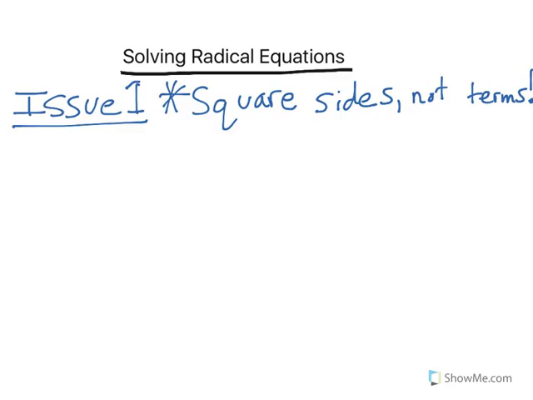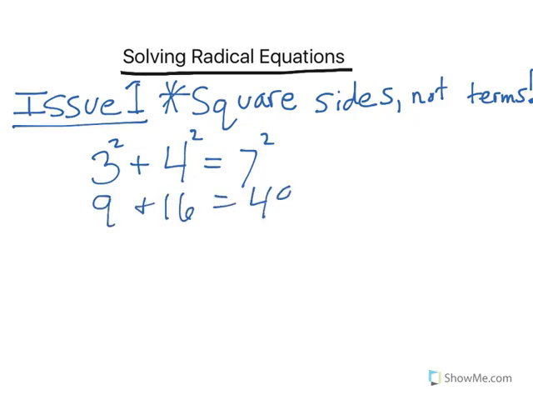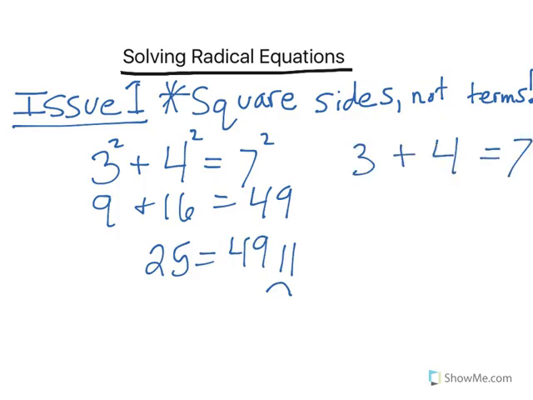you need to square entire sides and not individual terms. So, for an example, let's work with something that you know, and it's obvious. 3 plus 4 equals 7. Very true. Now, if you square individual terms, you get 9 plus 16 equals 49, which is 25 equals 49. Not true.